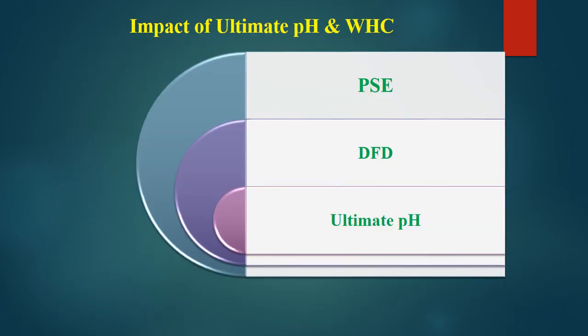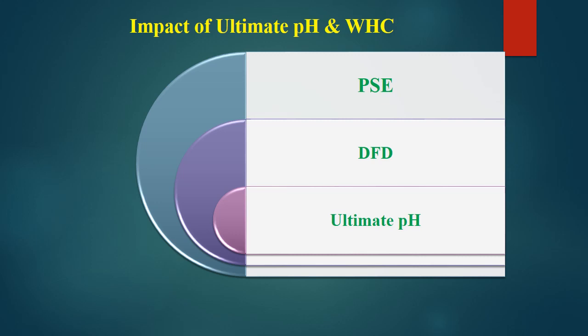Now we will see the consequence of improper or abnormal ultimate pH, or this is the effect due to improper decline of pH, which is going to affect the water holding capacity. And because of this combination of pH and water holding capacity, we can see two common abnormal conditions in meat. One is called PSE, another is DFD. So pale, soft, exudative, and dark, firm, dry.